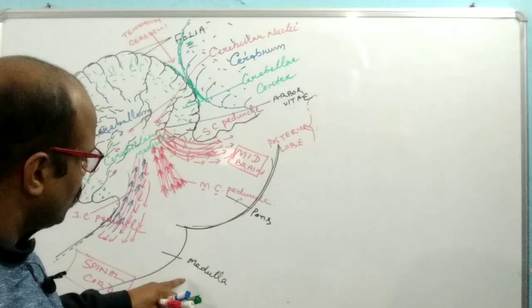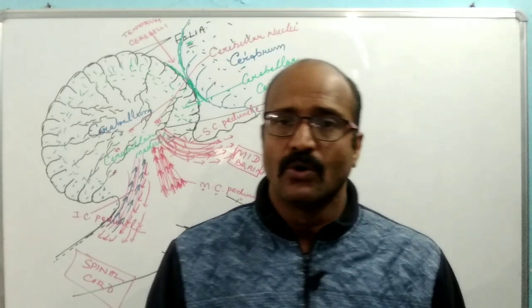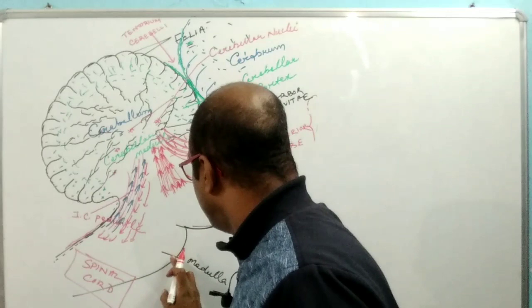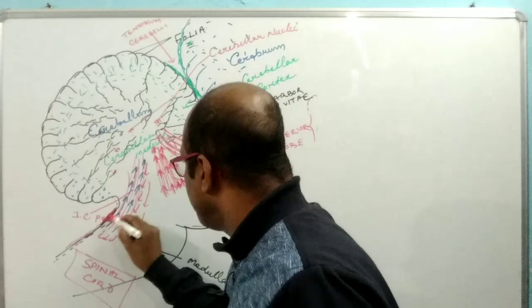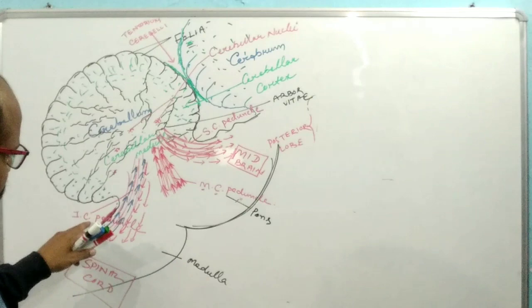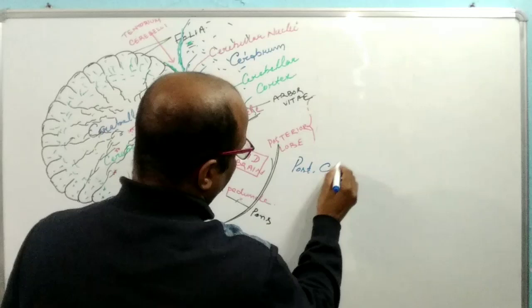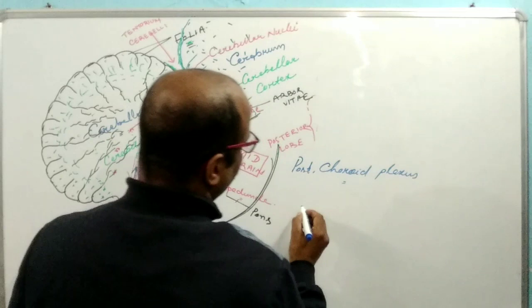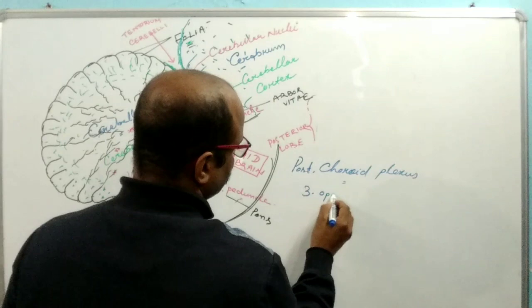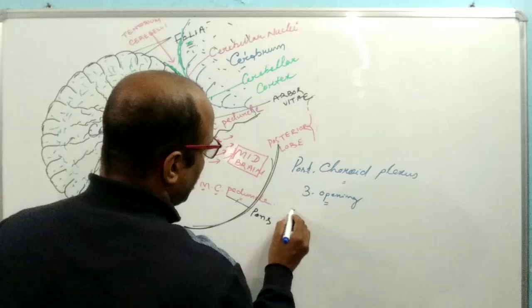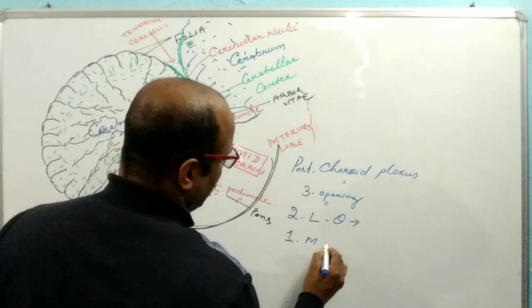The medulla oblongata is also important because of its roof. Suppose this is the medulla oblongata and this is the roof of the medulla oblongata, which contains a non-nervous part. Such non-nervous part is known as the posterior choroid plexus. At the region of the posterior choroid plexus, there are three openings: two lateral openings and one median opening.